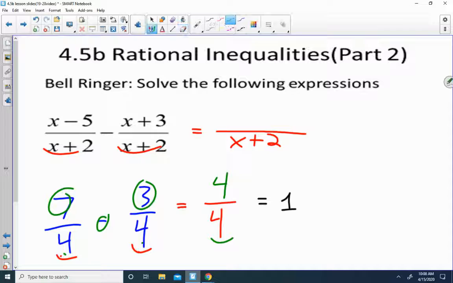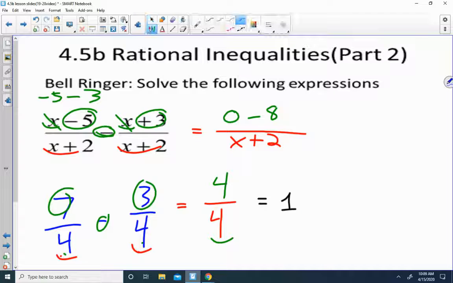Well, of course, let's first subtract the x's. So x minus x, well, x minus itself will just give you 0. So those are gone. And now you got to do -5 minus +3. So -5 minus 3, which will give you -8. So simplify from there. On top, 0 minus 8 is -8. And on bottom, you still just get x plus 2.